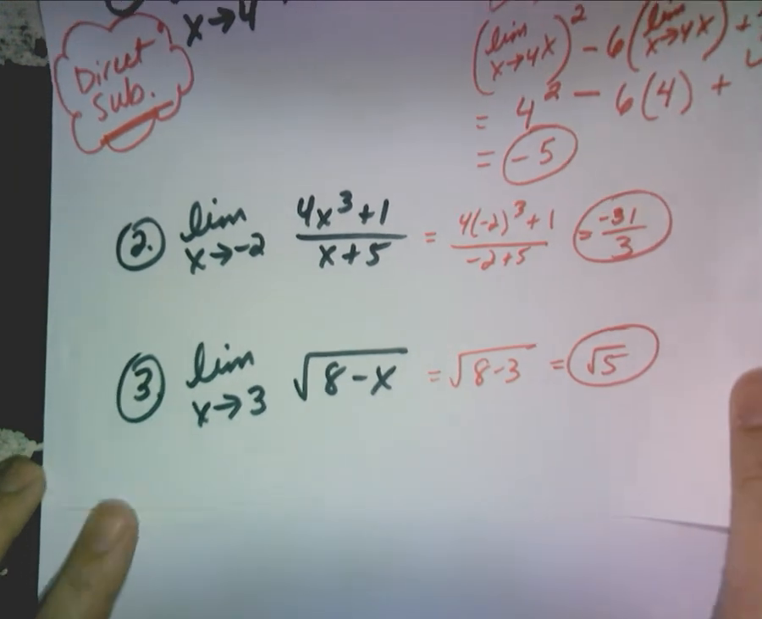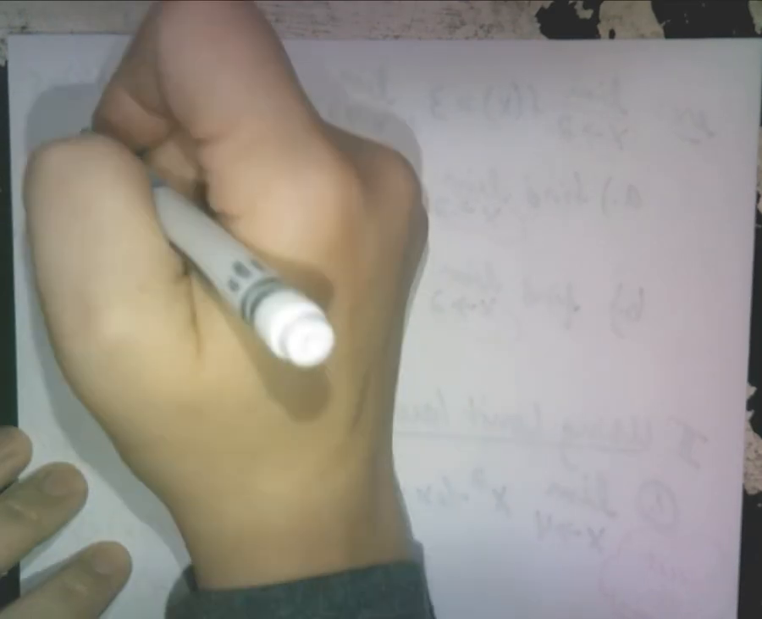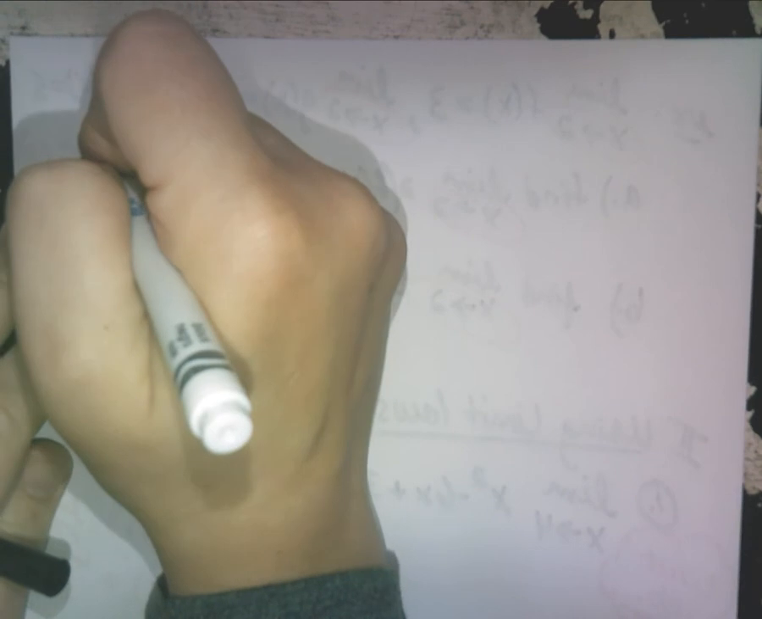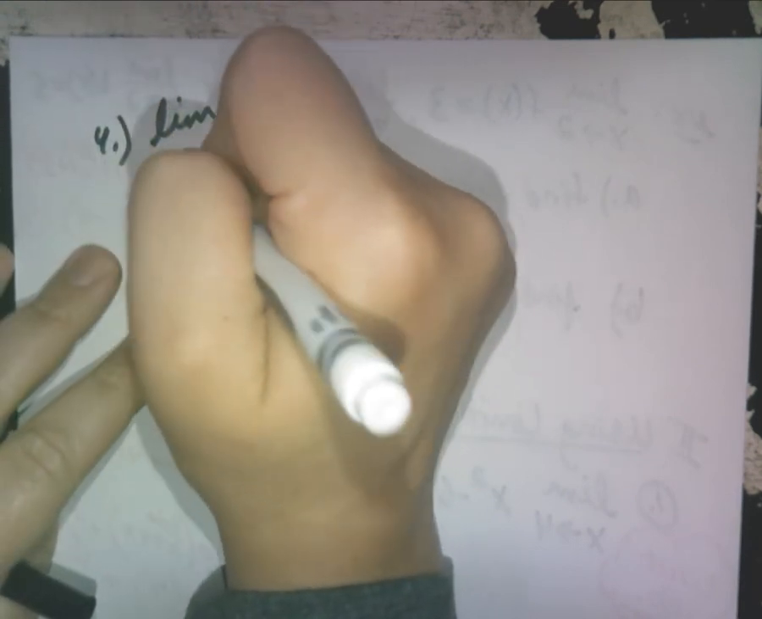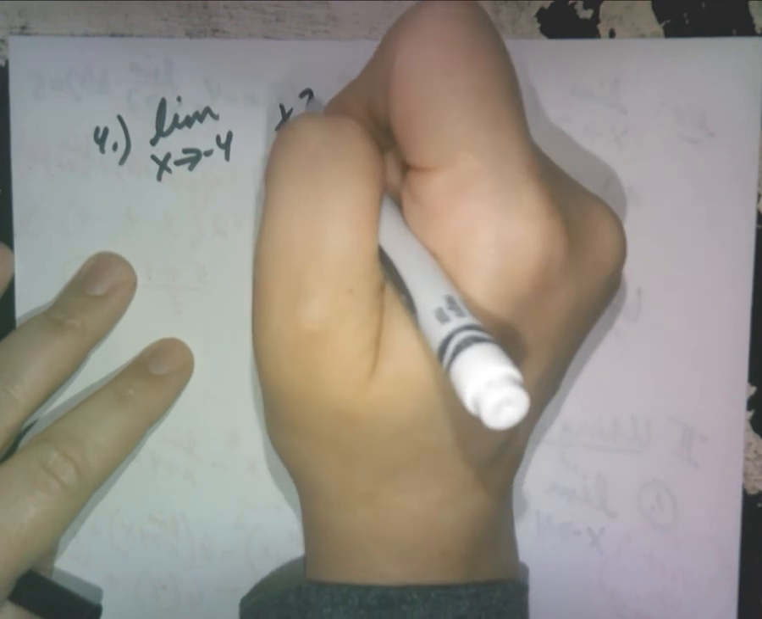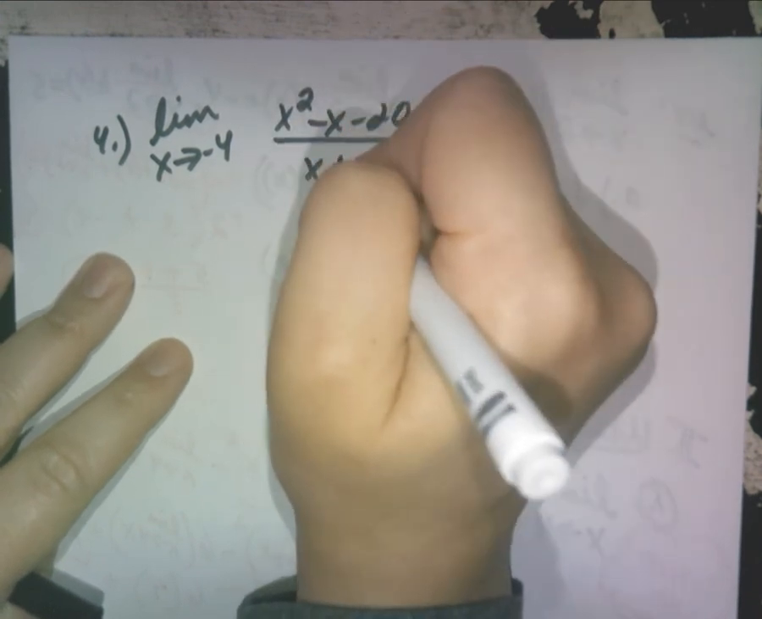All right. But of course, they're going to give you different ones. They're not always going to be that easy because, hello, we're in calculus. All right. So what happens when I give you something like this one? This was number 4. The limit as x goes to -4 of x squared minus x minus 20 over x plus 4.